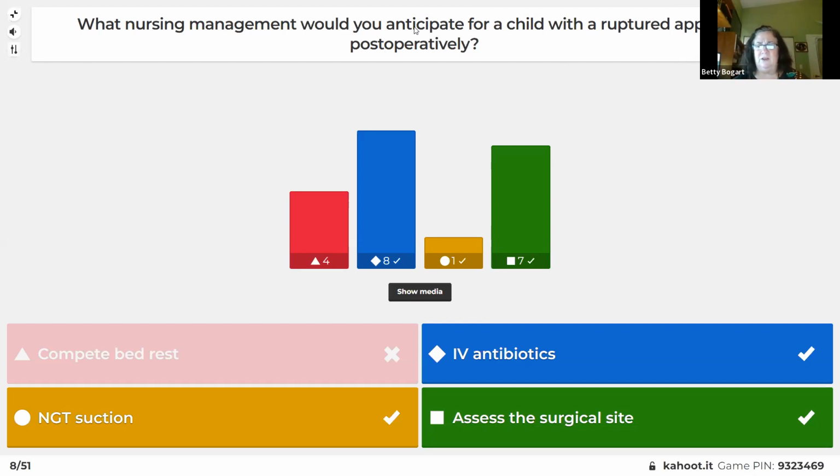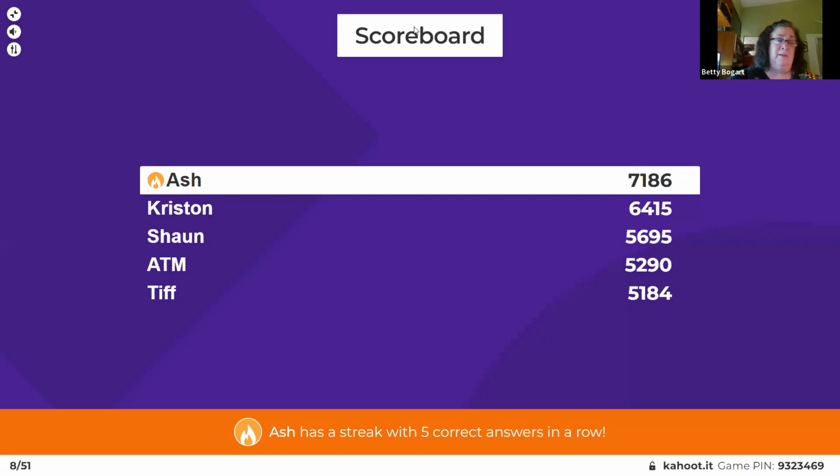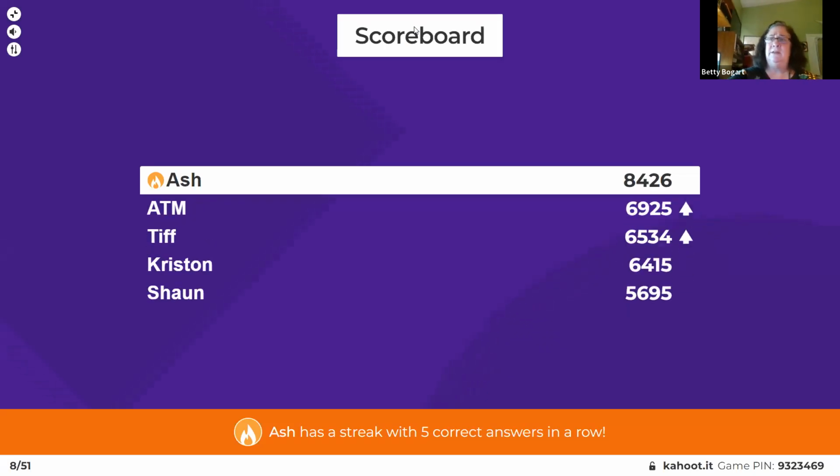Always assess that surgical site. Complete bed rest? Any child who's had surgery, any adult who's had surgery, especially with this, needs to get up, needs to get out of bed, needs to walk. We want to get those bowels and the gas moving again. So we're going to be moving around. No complete bed rest.